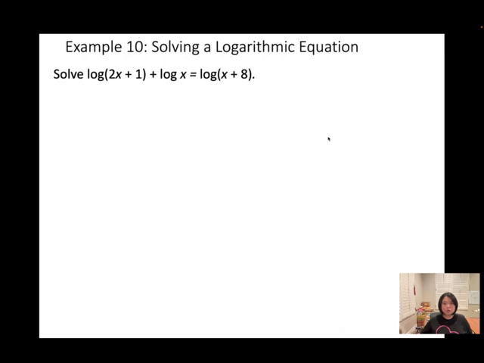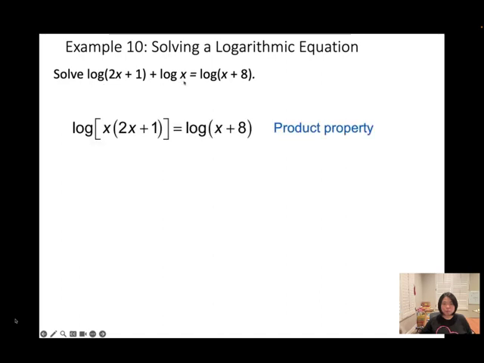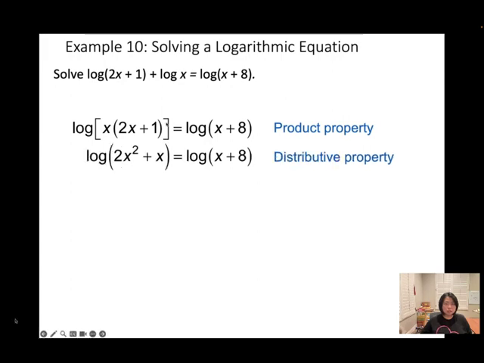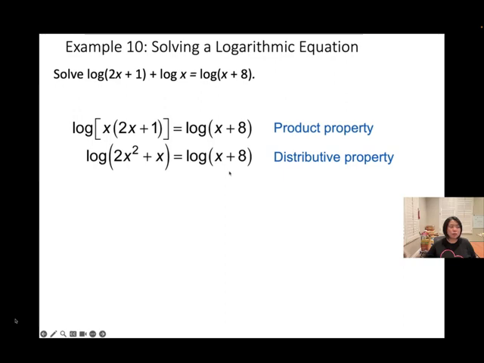Okay, example 10. We have log A plus log B equal to log C here. We can't do anything with it as is. So remember, we have the formula from the last session, 4.3. When you have log A plus log B, you can multiply to become log AB, right? Log of A times B. And then we're going to distribute the x. Since both sides have the log, we could take it out.